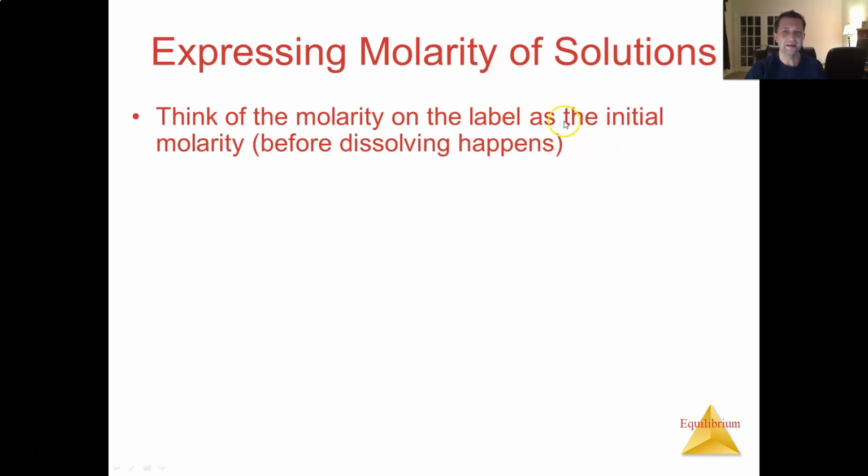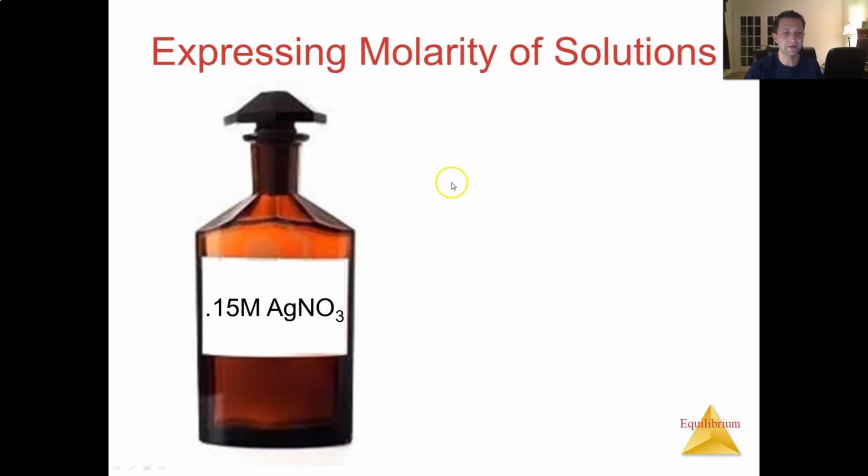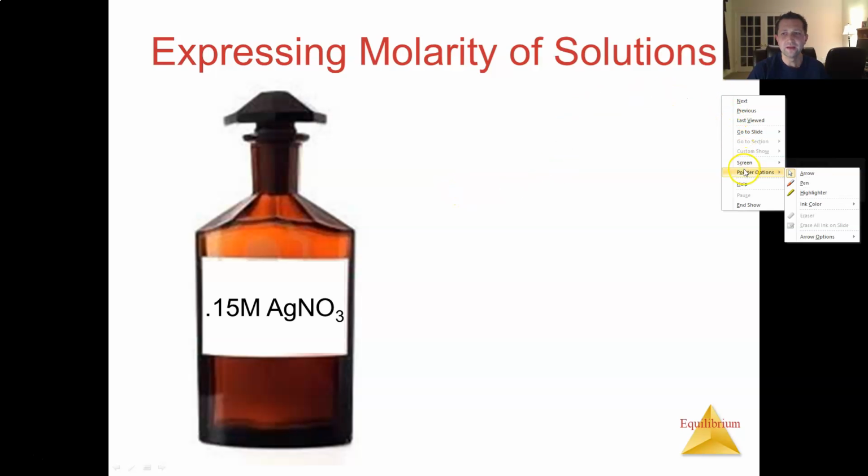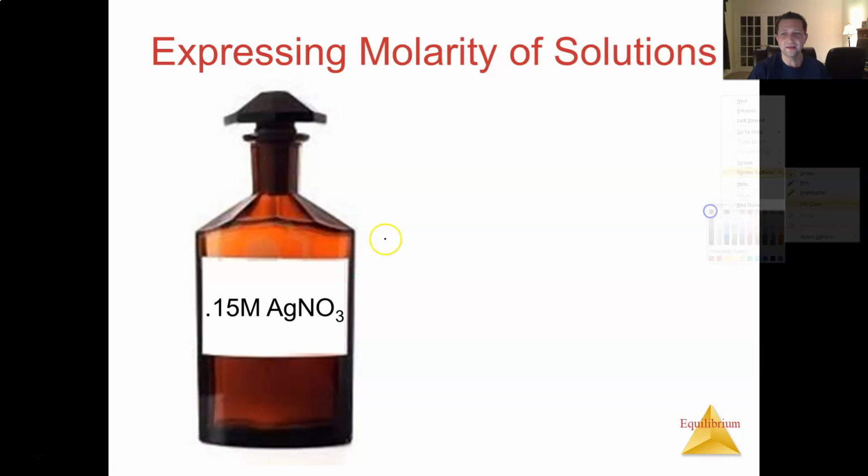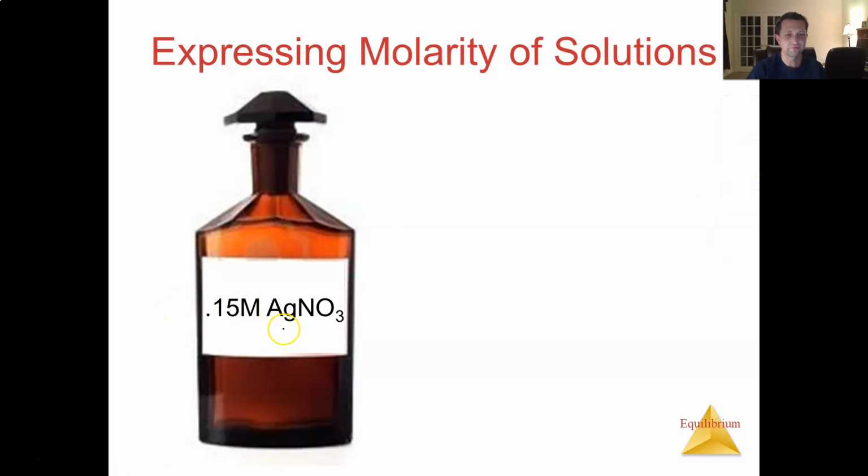You want to think of that as the initial molarity before any dissolving happens, like the instant before any dissolving happens. So the example I have here is 0.15 molar silver nitrate. Okay? So you want to think of it as that molarity right here is right before any dissolving occurs. I mean, silver nitrate is extremely soluble, right? All nitrates are very soluble. So it's not going to stay together as silver nitrate ionic compound for very long at all, because it's going to dissociate because of that high solubility.